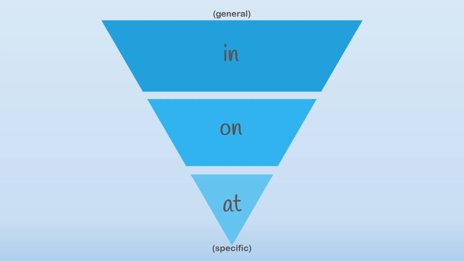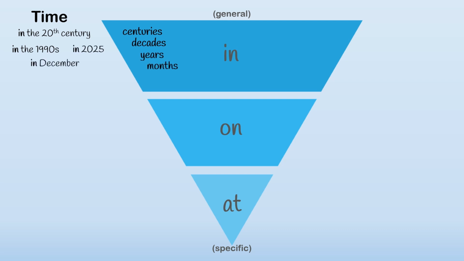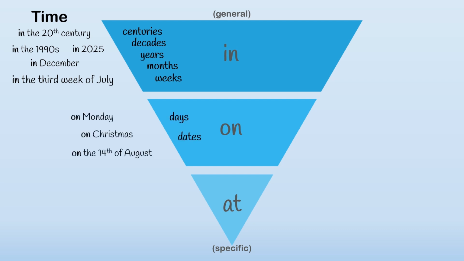Let's look at how that idea works when using in, on, and at as prepositions of time. We'll start with general times and work our way down. We use in for centuries, decades, years, months, and weeks. Now let's get a little more specific. We use on for days and dates. Now let's get even more specific. We'll need at for specific parts of the day and for specific times.